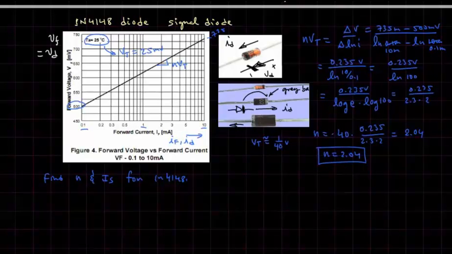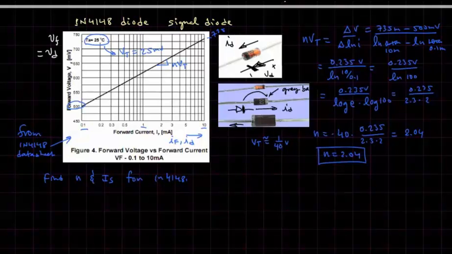Now this curve I got is straight out of a data sheet. All right, this is from the 1N4148 data sheet. So you can just Google that and find that data sheet and calculate n, and then the next thing is to find IS.